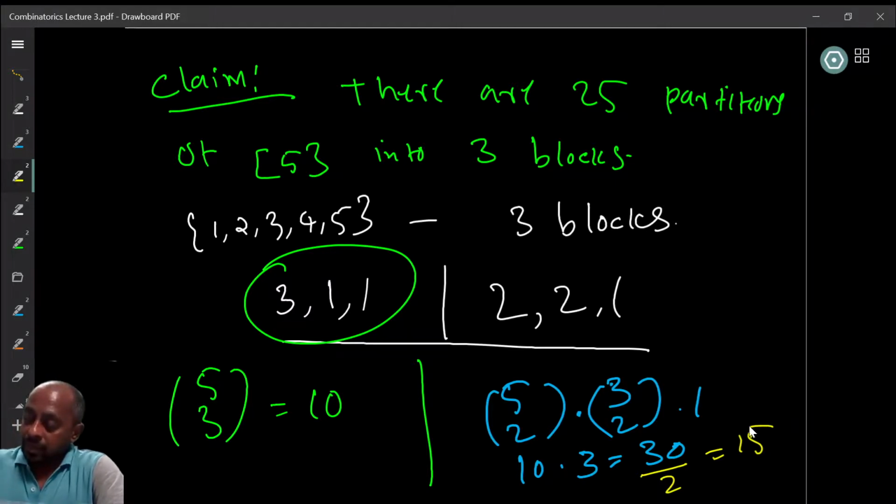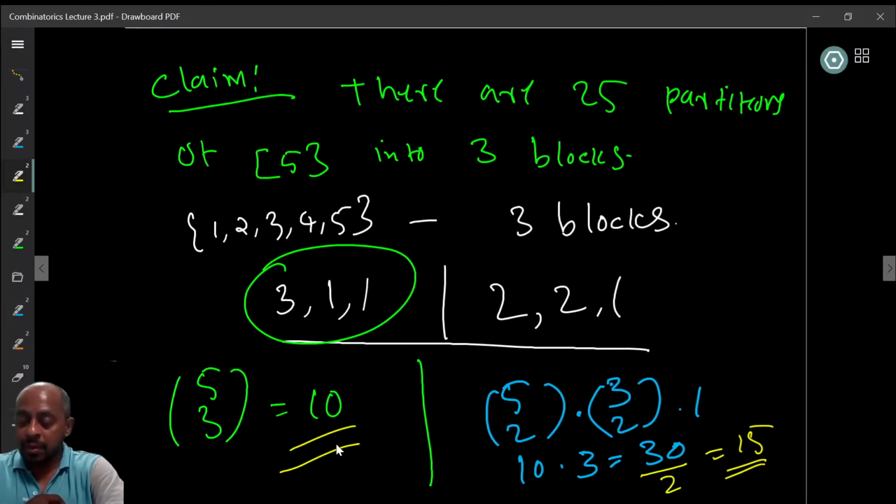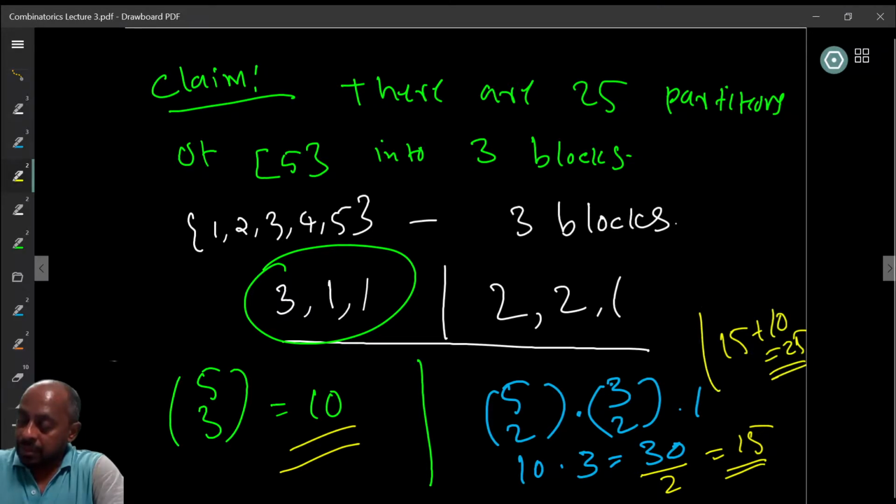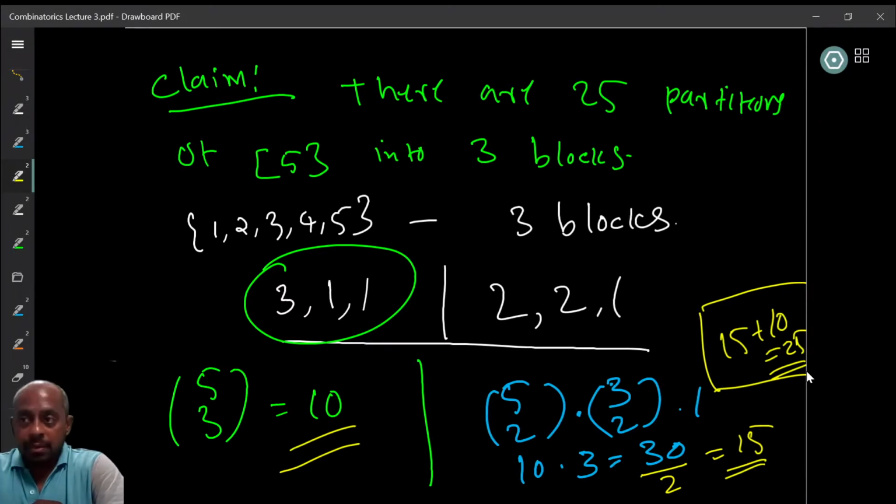Therefore, the total number of such partitions into blocks is 15 plus 10, which is equal to 25. So we need to be very careful when we do this kind of counting, because overcounting must be avoided. Or if you do overcount, you have to find a suitable way to deal with that.